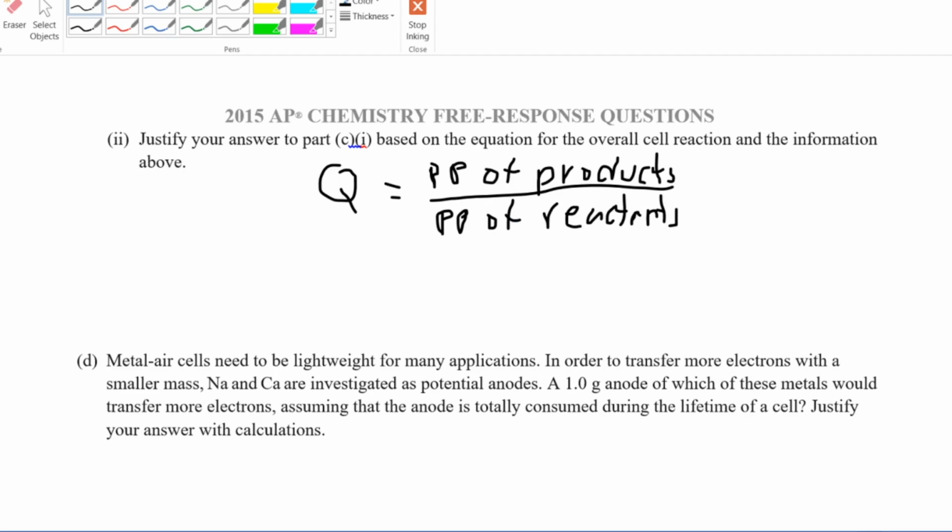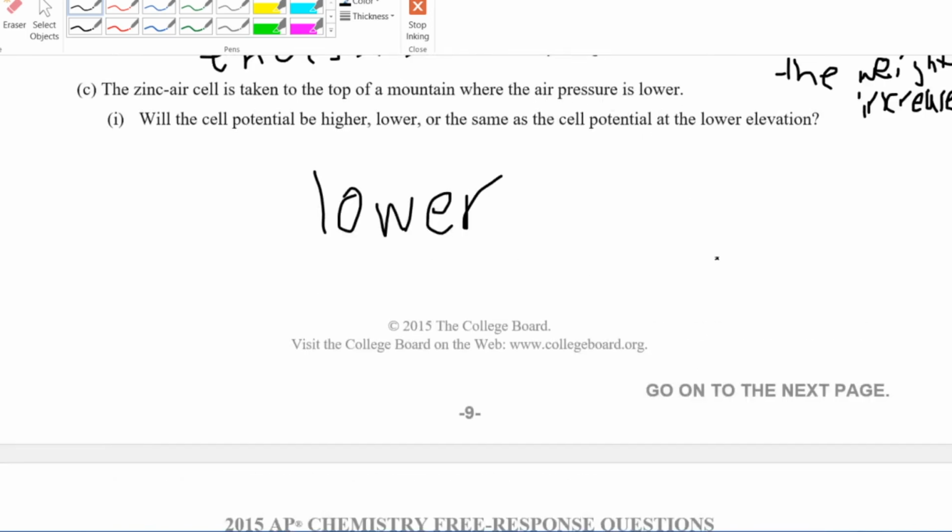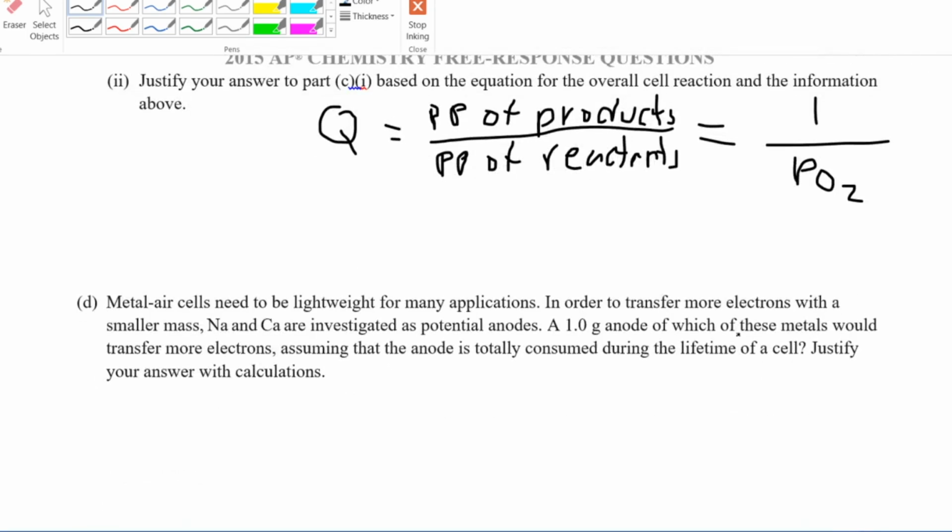Reactants. In this case, none of the products are actually gases, so that should just be 1 over reactants. Only one reactant is a gas, and that is the partial pressure of the O2 gas. Now, this problem says the air pressure is lower, which must mean that this partial pressure lowers. And when this partial pressure lowers, that means the Q value increases.